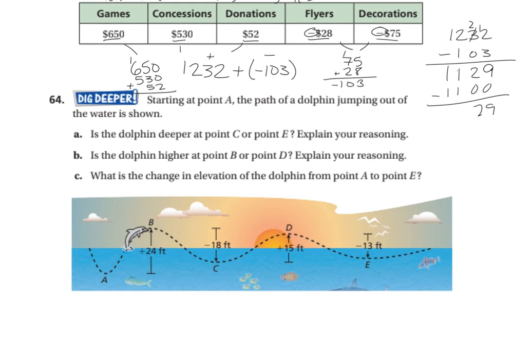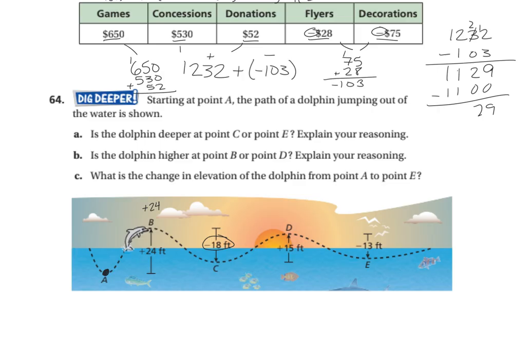Right, last question here. Couple of questions that go with it. Starting at point A, the path of a dolphin jumping out of the water is shown. And it's asking, is the dolphin at a deeper point at point C or point E? Okay, what might be nice is to think about where it is at each position. So obviously it starts at A and it goes up 24 feet. So I know that right now we added 24. Next, it dives down minus 18 feet from the apex of its jump.